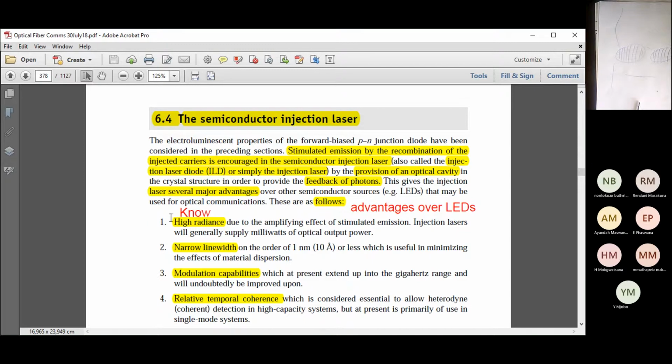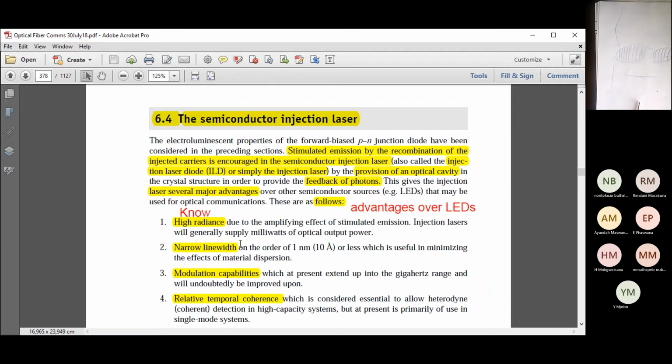over normal LEDs. So the injection laser diode, you see this word here, injection laser diode, ILD. The ILD has got advantages over the normal LED. What are the advantages? An ILD is a very special light emitting diode. So the ILD has got high radiance. A normal LED doesn't have. It's very weak. Right? It's got narrow line width.